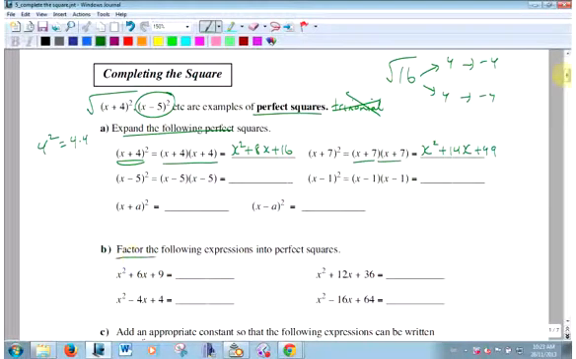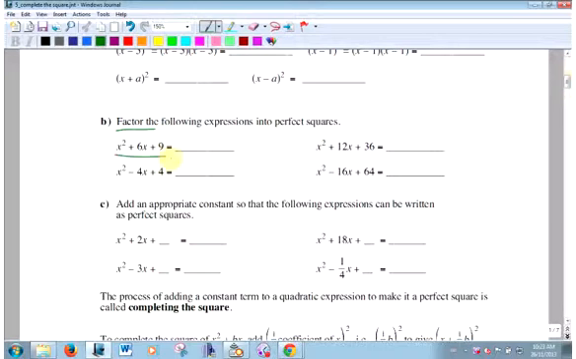So, factor. How would I factor that? I want to find two numbers that multiply to 9 and add to 6. What are those two numbers? 3 and 3, right? So I got x plus 3 and x plus 3. But isn't that a perfect square trinomial? And again, you can recognize that by looking at the middle term. Is this thing 2 times the square root of that times the square root of that? Yes, it is. That's a perfect square trinomial.